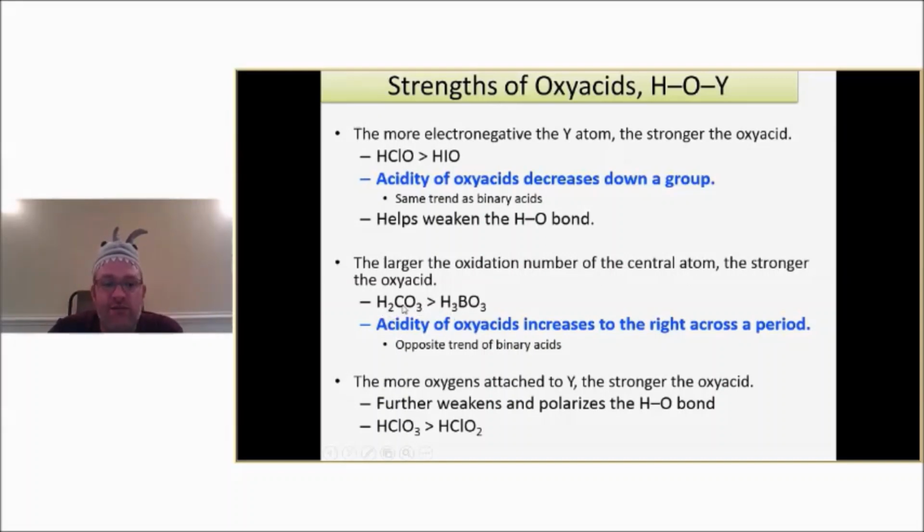nitric acid with nitrogen here instead of carbon is a stronger oxyacid than carbonic acid, okay? Again, also, the more oxygens attached to the central atom, the stronger the oxyacid. So HClO3 has more oxygens attached to the chlorine, therefore it is a stronger acid than HClO2.